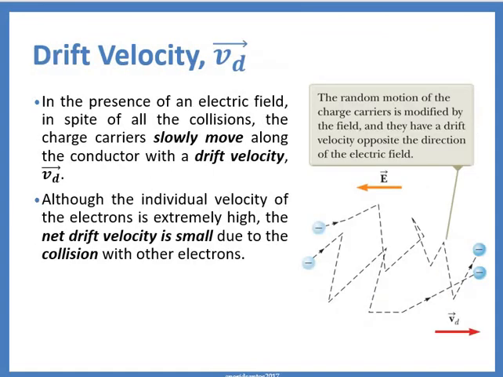In the presence of an electric field, in spite of all the collisions, the charge carriers slowly move along the conductor with a drift velocity v_d. Although the individual velocities of the electrons are extremely high, the net drift velocity is small due to the collisions with other electrons.